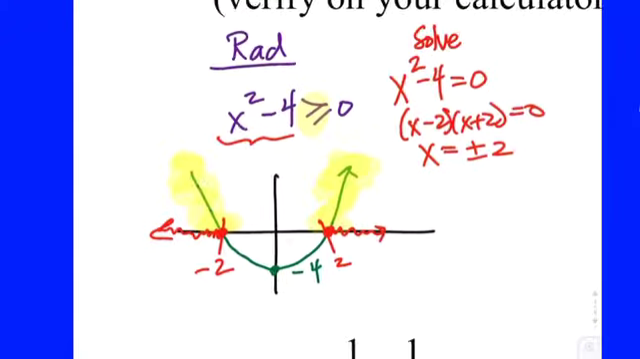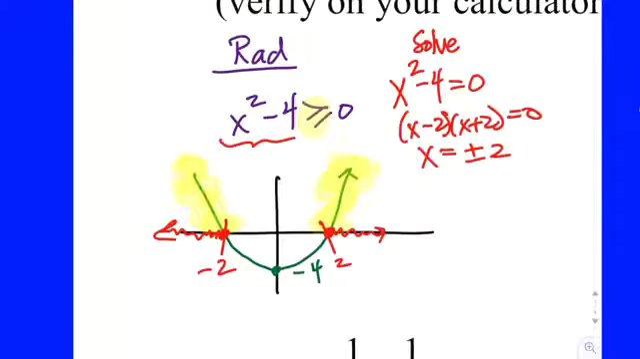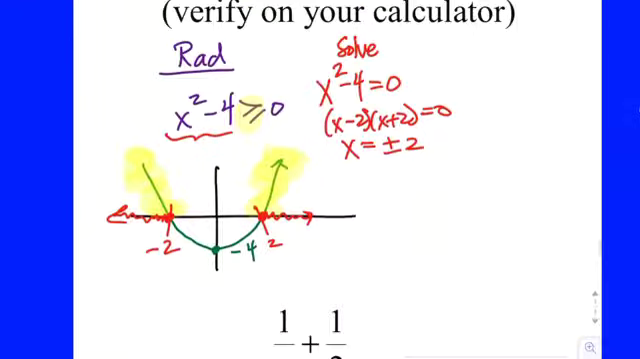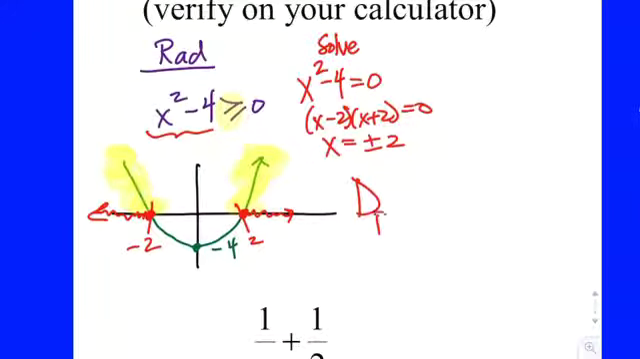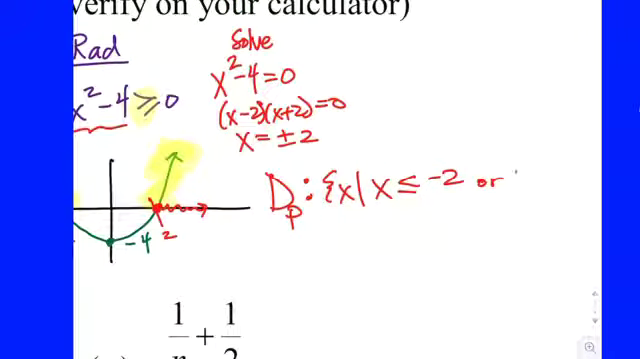Your final answer is always going to be one of two things. It's either going to be outside the x-intercepts, like this case, or, if the parabola had opened downward, everything between the x-intercepts. And so our final answer is going to be the following. The domain of P is the set of all x such that x is less than or equal to negative 2, or x is greater than or equal to positive 2.